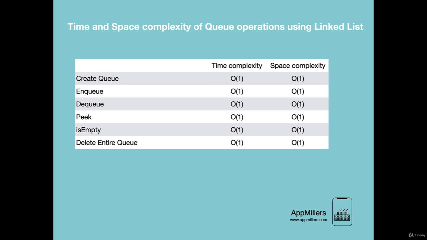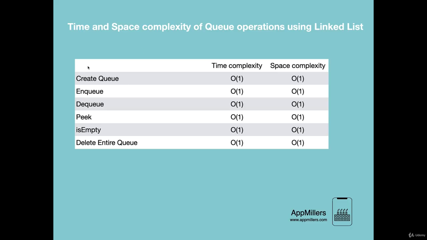So in the previous lecture, we have created all these methods using Python programming language, in case of queue, using linked list. Now here, I have combined all these methods together to see the big picture of time and space complexities for these operations. Now the first method is creating queue.